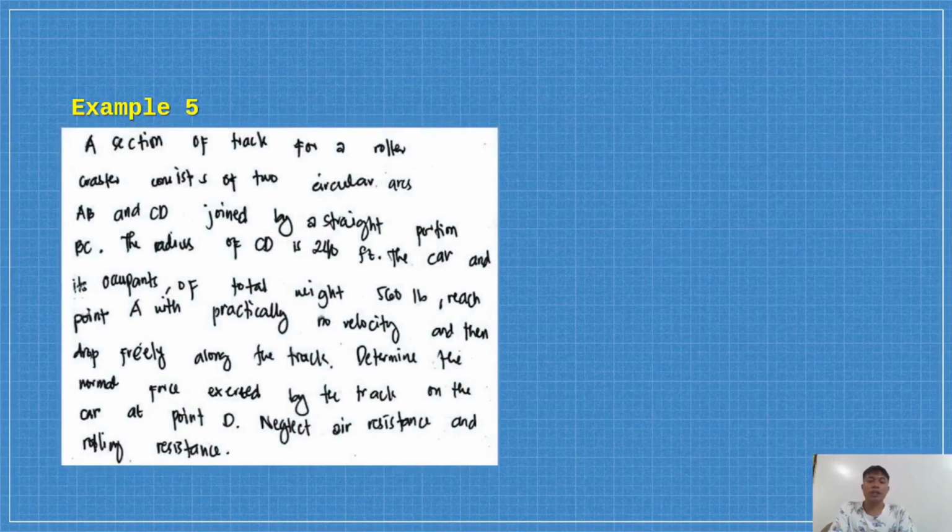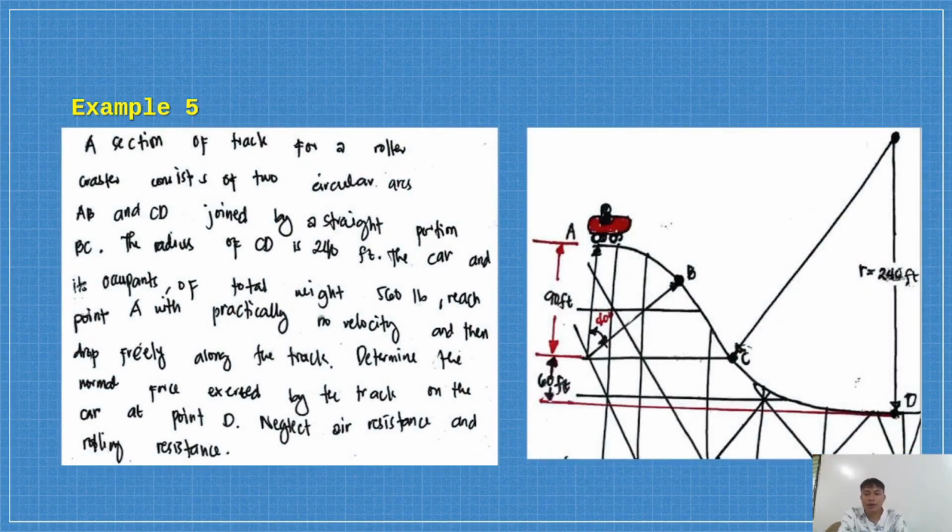To understand it more, we are going to discuss example 5. A section of track for a roller coaster consists of two circular arcs, AB and CD, joined by a straight portion BC. The radius of CD is equal to 240 feet. The car and its occupants have a total weight of 560 pounds. They reach point A with practically no velocity and then drop freely along the track. Determine the normal force exerted by the track on the car at point D. Neglect air resistance and rolling resistance.